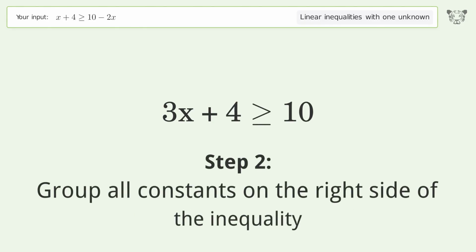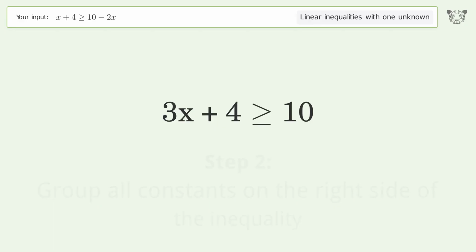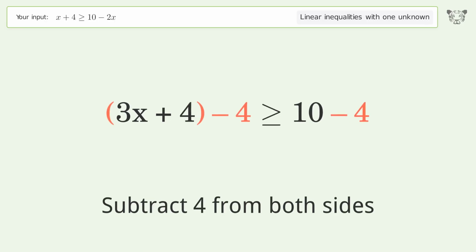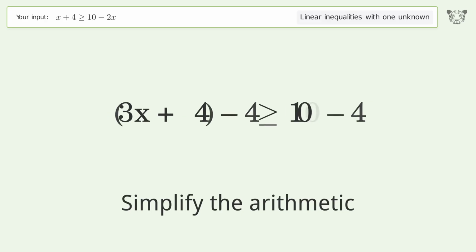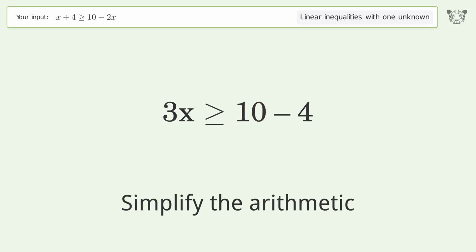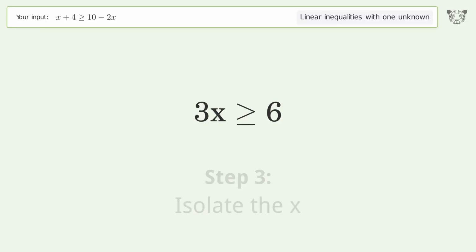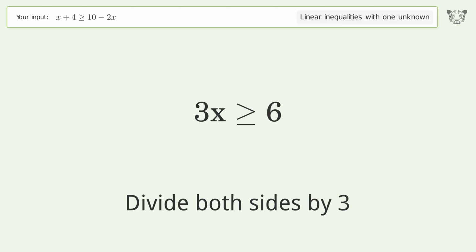Group all constants on the right side of the inequality. Subtract 4 from both sides. Simplify the arithmetic. Isolate the x. Divide both sides by 3.